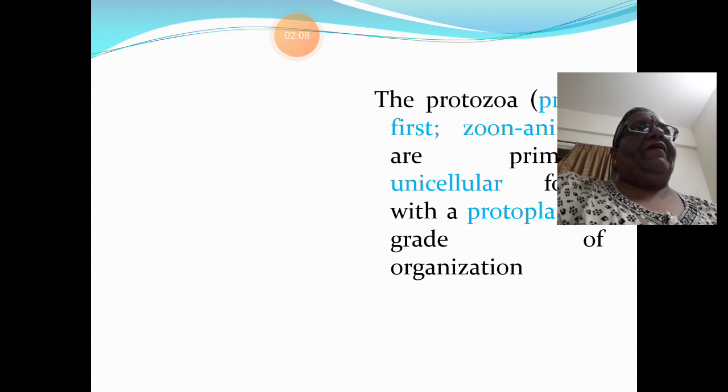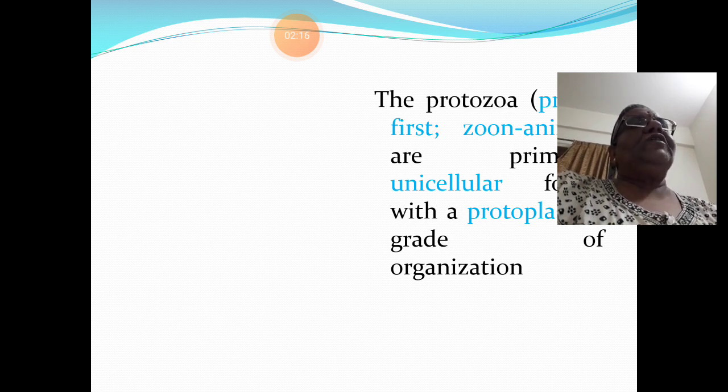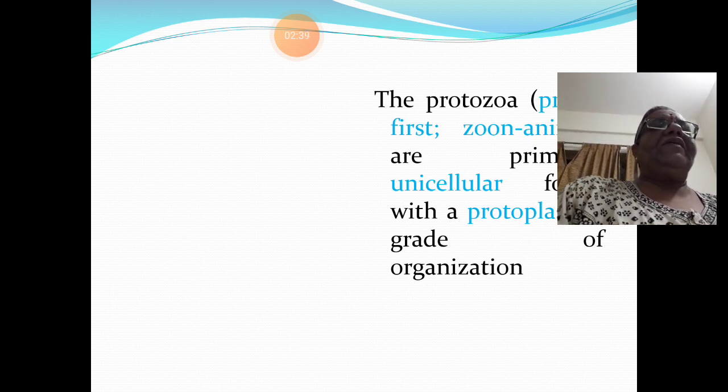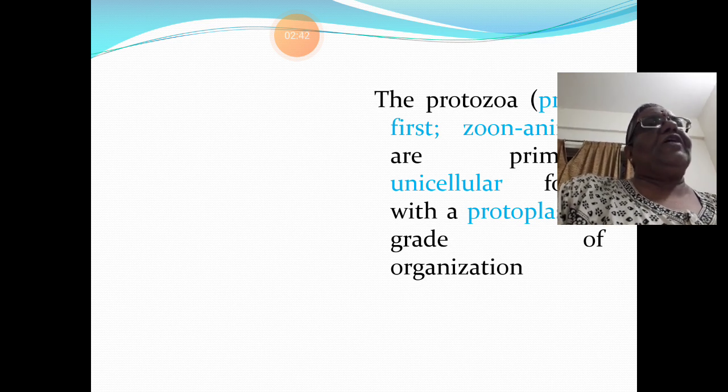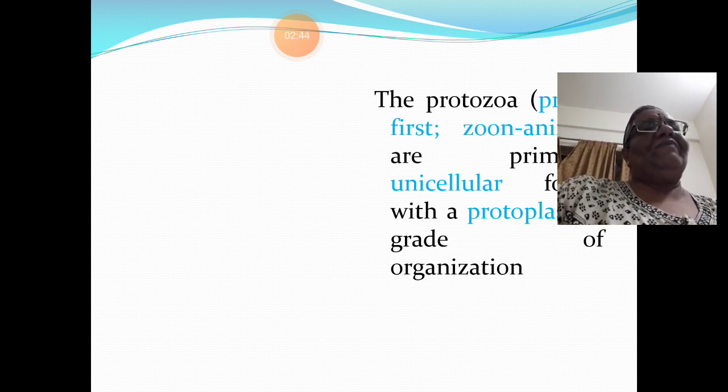The Protozoa. Proto means first, zoon means animal. It is a Greek word. Most of these terms in biology happen to be Greek or Latin words, and if you learn how to split and understand the meaning, 50% of your burden is over. This branch, where you split the word and understand the meaning, is called etymology. So the etymology of Protozoa goes like this.